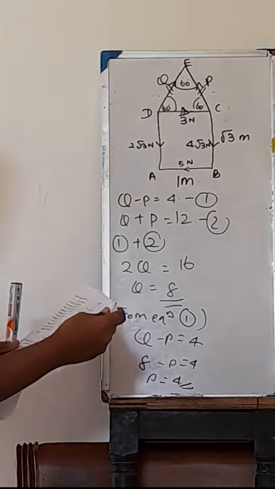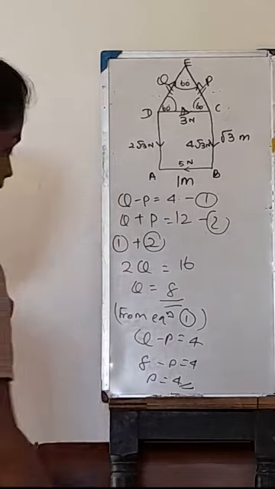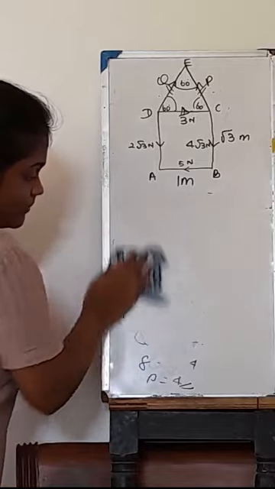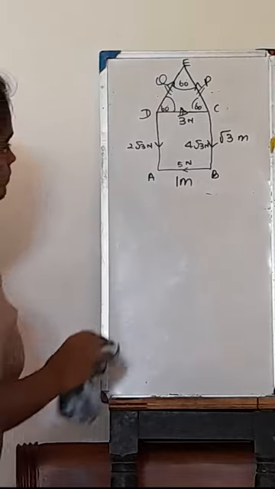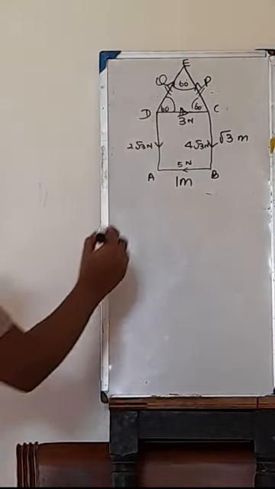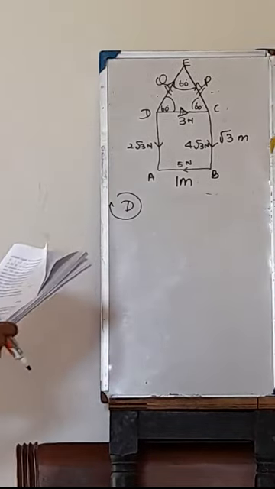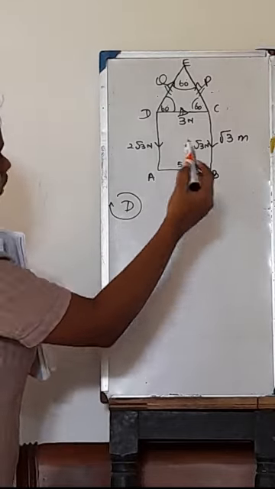Next we have to find the moment of this couple. So to find this moment, I am going to take moments about D. So if I take moments about D in the clockwise direction, I get this.